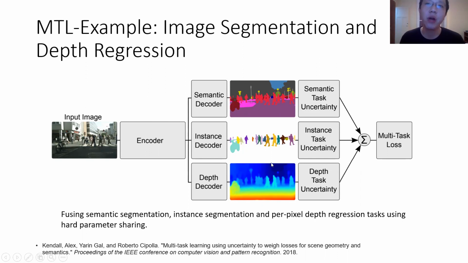That's called depth regression. And here we have a hard parameter sharing MTL network for these three tasks. We have a shared encoder that is a shared feature learner. For example, it can be VGG16 or something else. And then we have the individual downstream task encoders to accomplish all these three tasks. So this is a typical hard parameter sharing example.